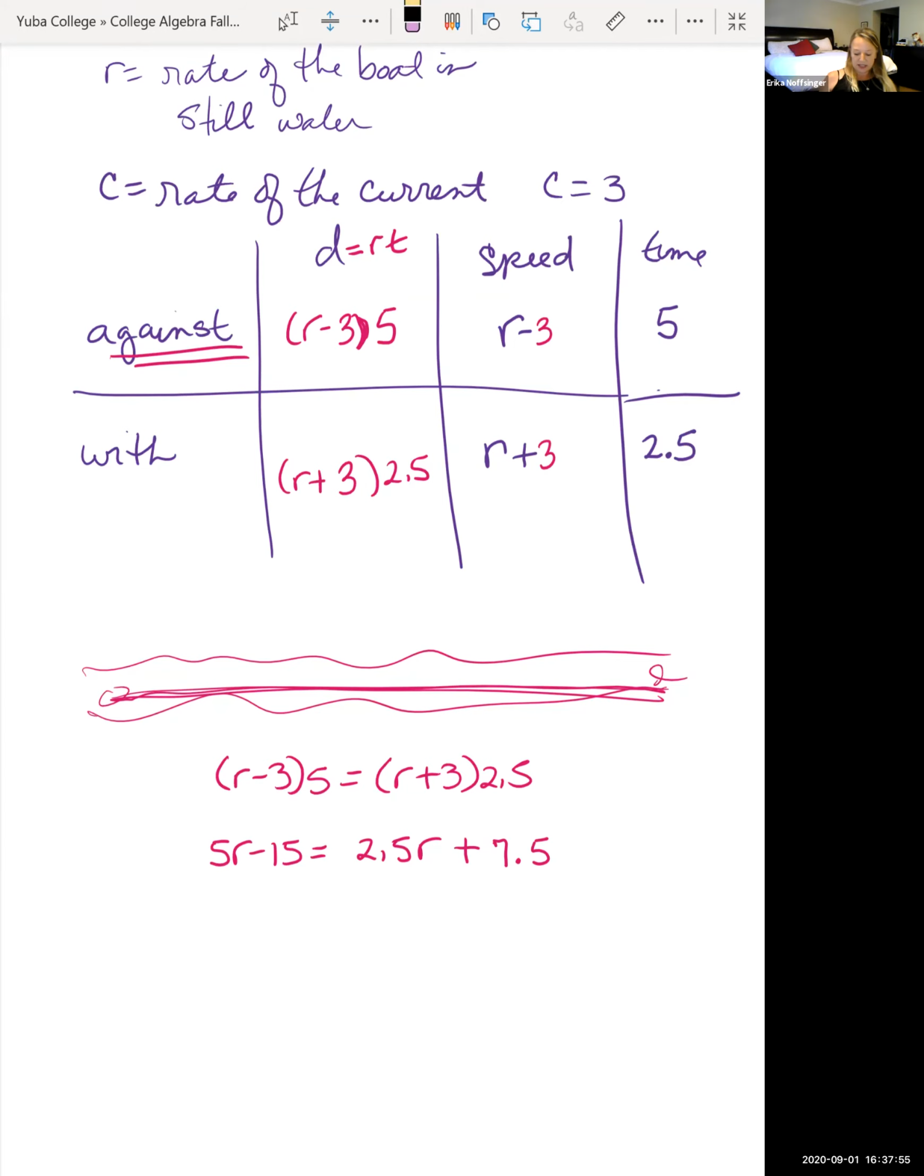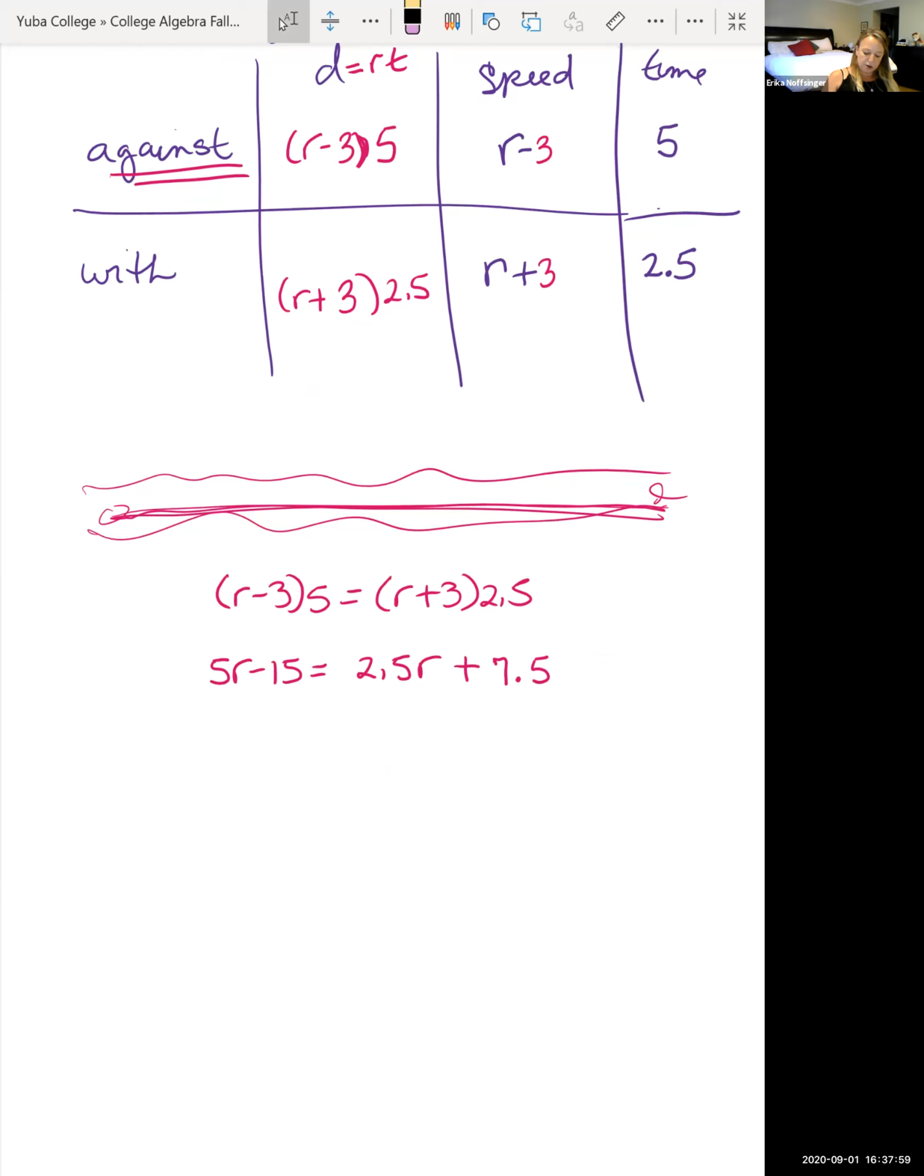Get R's to one side, subtract 2.5R on both sides. So 5R minus 2.5R is 2.5R. Add 15 to both sides. So this is equal to 15 plus 7.5, which is 22.5. Divide both sides by 2.5.